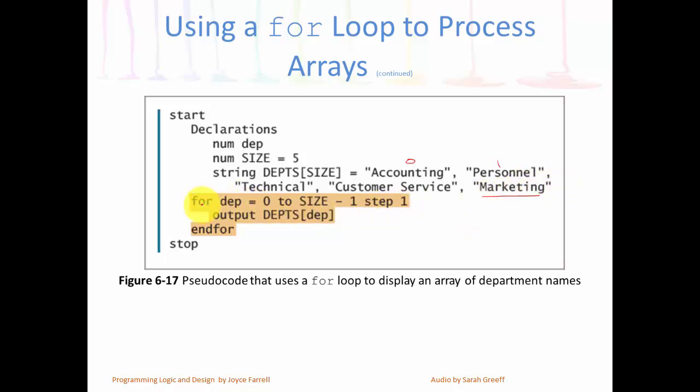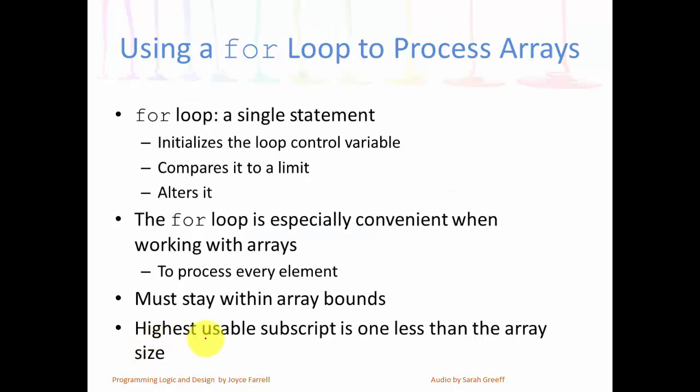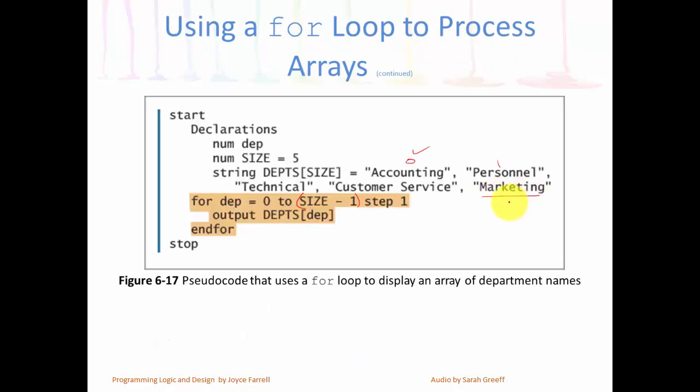So in our for loop, we're going to start our department at 0. Of course, we need 0 to size minus 1. The reason we're saying size minus 1, remember, is that our highest usable subscript is 1 less than the array size. Here is our highest value, which is marketing. He's sitting at the 4th subscript, and that is 5 minus 1, which is equal to 4. So that is why we're going size minus 1.